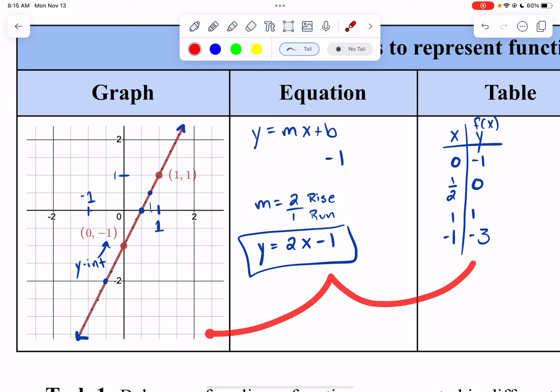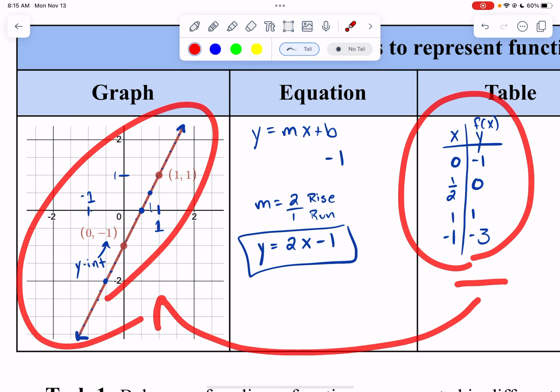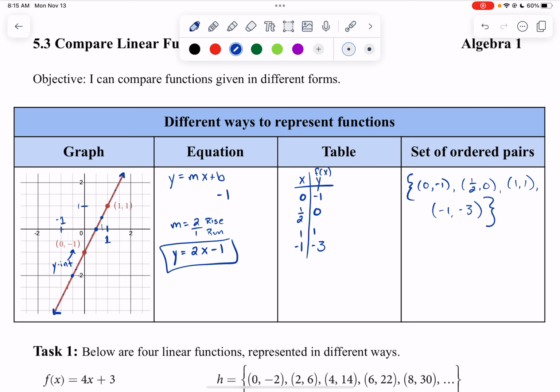Again, all of these are interrelated. I can use the graph to get the table. I can use the table to get the graph. I can use the equation to get the graph, or I can use the equation to get the table, and so on. They're all related to each other. Or instead of a table, I could just have a set of ordered pairs: the points (0, -1), (1/2, 0), (1, 1), (-1, -3), and so on, in a set. So it could also be listed as a set of ordered pairs instead of a table.